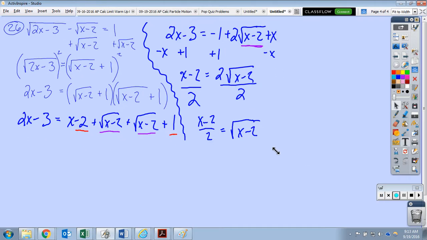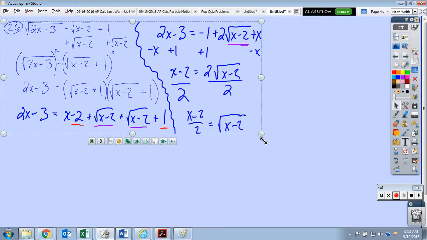Can you guys still see that at that level? How's that? Is that okay? Is that about as small as I'll go?